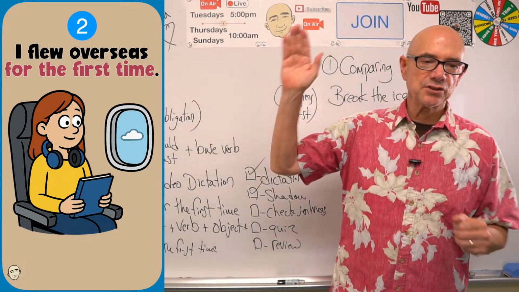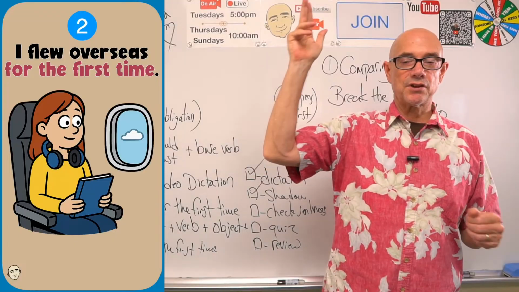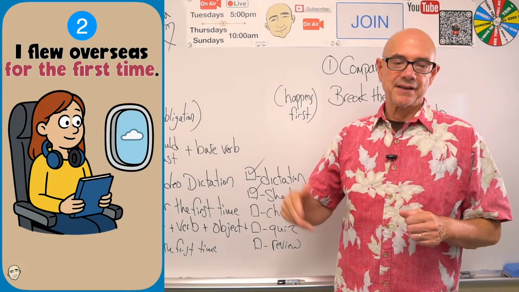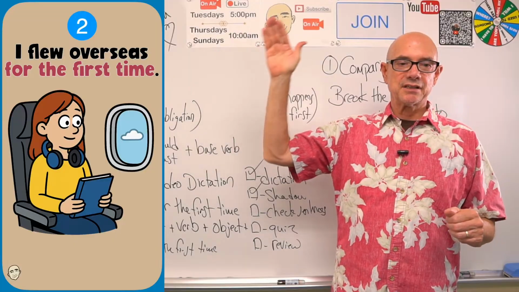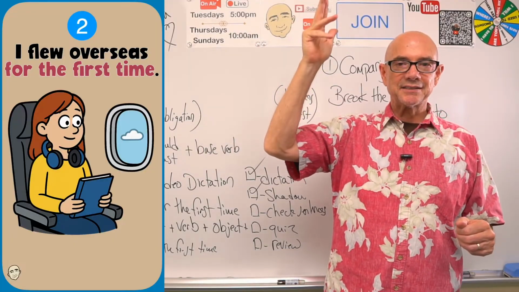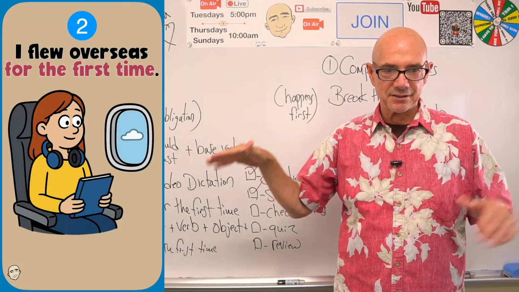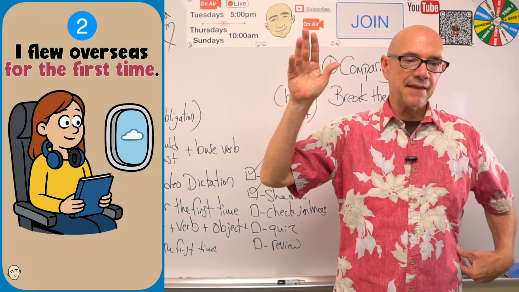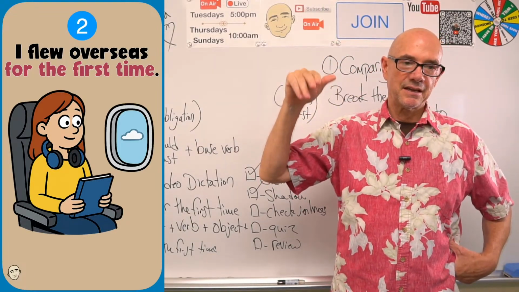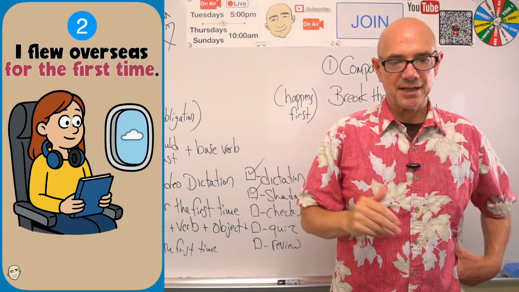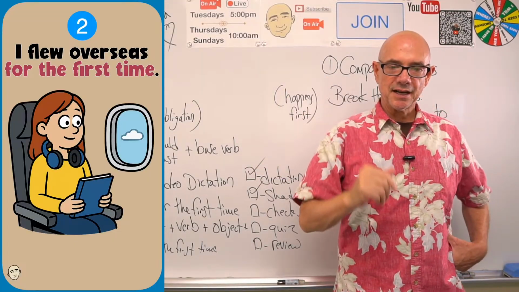Okay, so number 2, I flew overseas for the first time. If you got it right, shoot some hearts. Now, I is the subject. Flew, that's our past tense of fly, like you're in an airplane flying. And then overseas is the thing, the place, plus for the first time. Good, Helga.